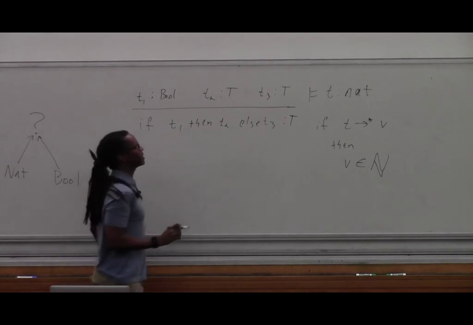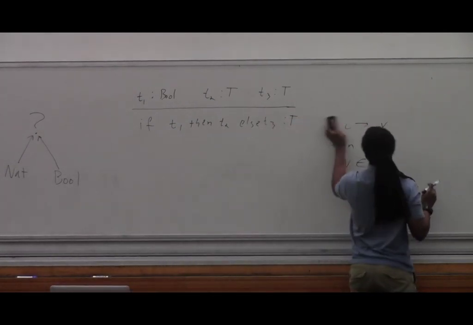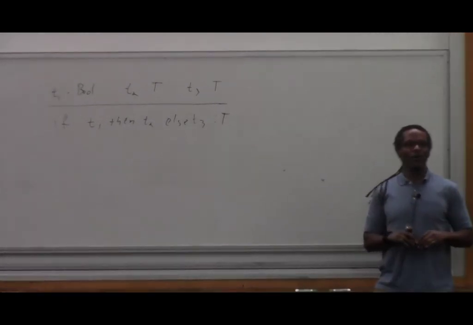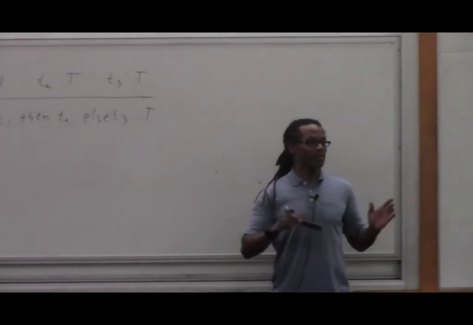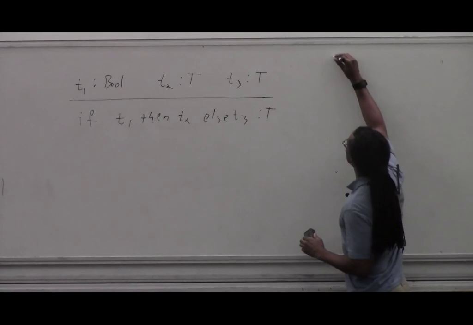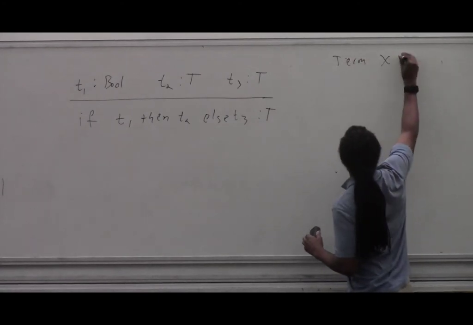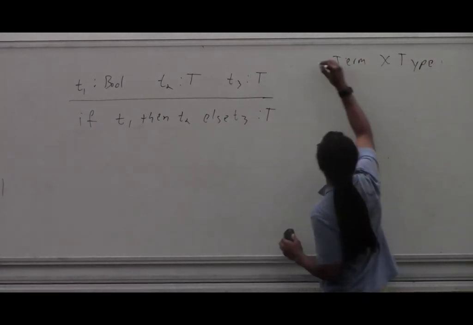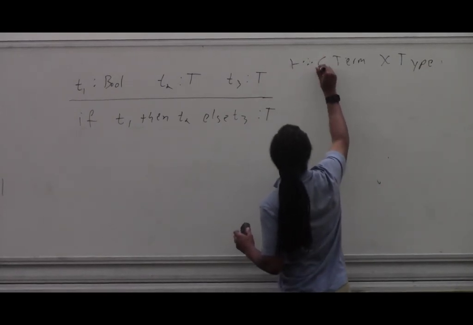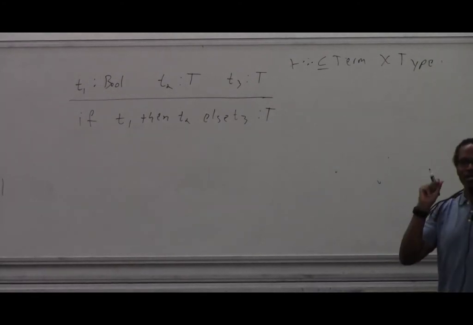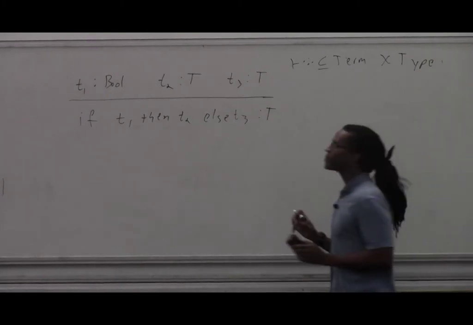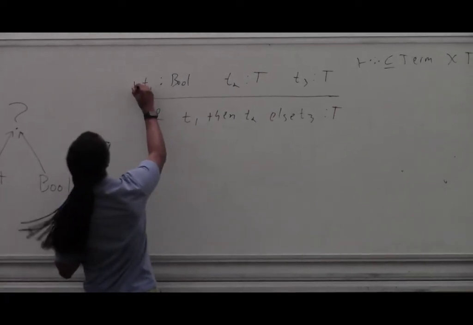I talked a little bit the other day about how to read typing judgments, and I think of it as a generator with filters. You can always rewrite any inductive derivation as generating a subset of term cross type. Oh, I forgot all the turnstiles, my bad. So I'm creating a subset of term cross type, grabbing a bunch of terms and types and then running filters, and that's how I get my rules. So let me add the turnstiles in.